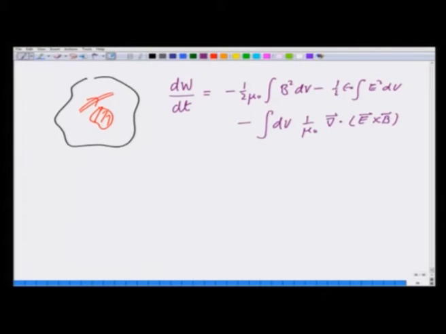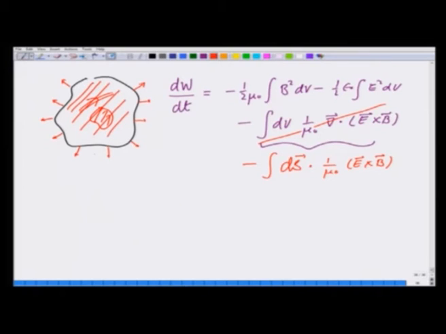I can now use divergence theorem and write this term as minus the surface integral of 1 over mu 0 E cross B dotted with dS, where the n is coming out. This is the surface element pointing out this way. Whatever change is taking place in the energy inside this volume is due to these terms. One is the change in the energy in the magnetic field and electric field inside, and the second term.